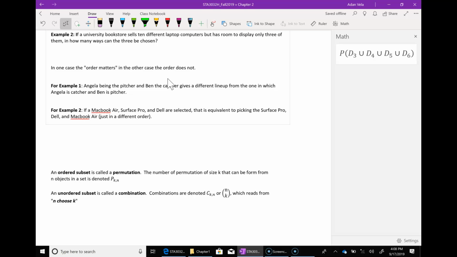Actually, can I get your guys' opinion? I'm liking OneNote less and less. Would you guys prefer this as a PowerPoint? Or do you think this works? I like you writing. Writing? Yeah, are you able to write on it if you're using PowerPoint? Yeah, I can maybe do it.